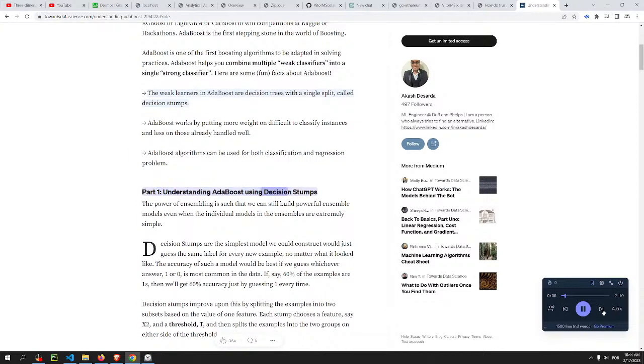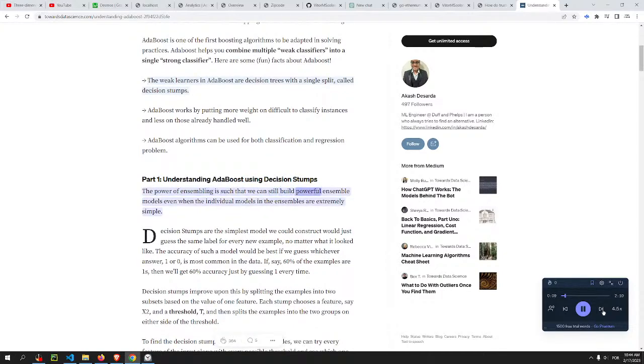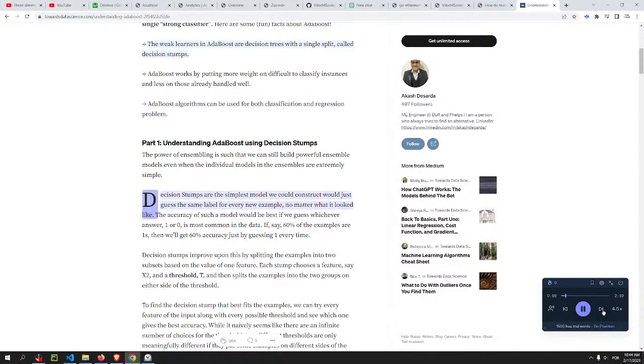Part 1. Understanding AdaBoost using decision stumps. The power of ensembling is such that we can still build powerful ensemble models even when the individual models in the ensembles are extremely simple. Decision stumps are the simplest model we could construct. It would just guess the same label for every new example, no matter what it looked like.